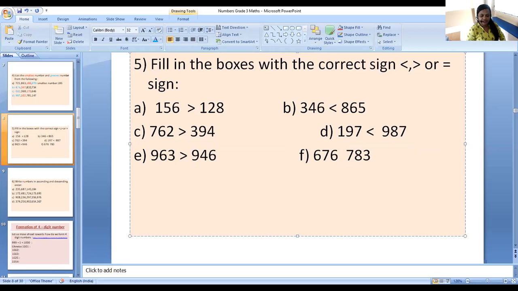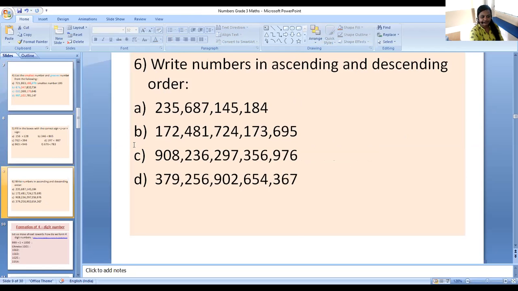676, whether it is less than or greater than 783. Yes, it is less than 783. Now let us arrange the numbers in ascending and descending order.